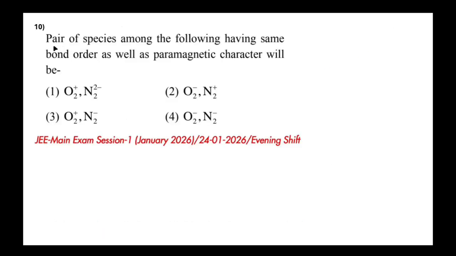The next question is: the pair of species among the following having the same bond order as well as paramagnetic character will be O2 plus N2 minus, O2 minus N2 plus, O2 plus N2 minus, O2 minus N2 minus. So here we want to find out the number of electrons and bond order.